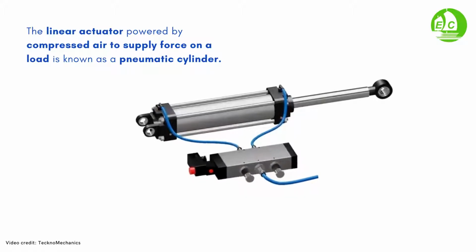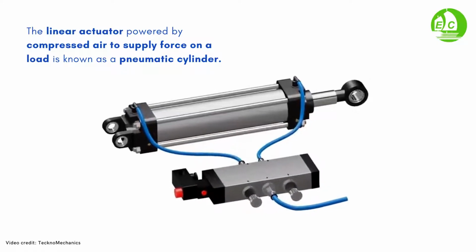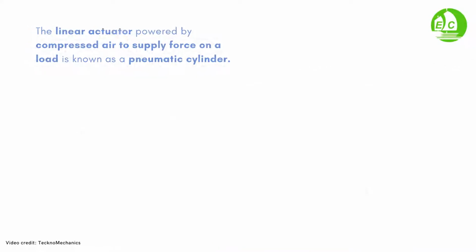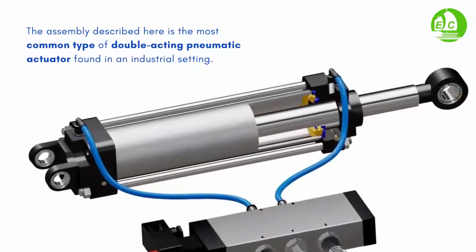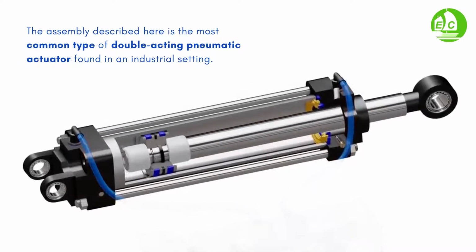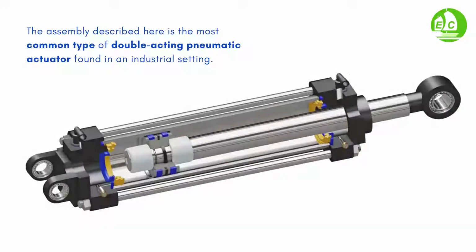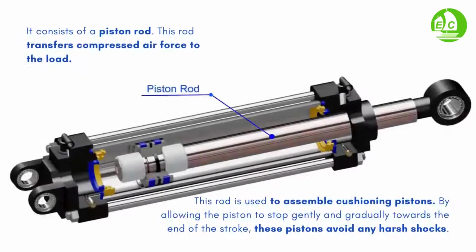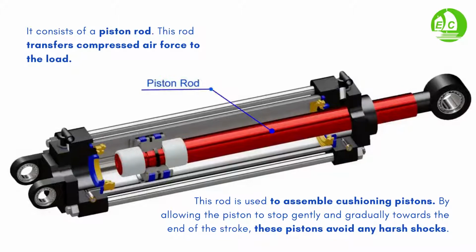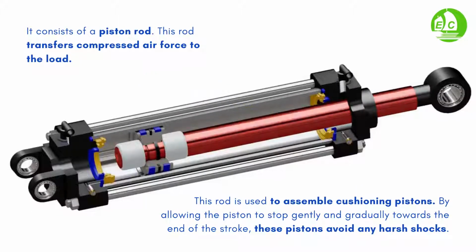A pneumatic cylinder is a linear actuator powered by compressed air to supply force on a load. The assembly shown here is the most common type of double-acting pneumatic actuator used in industries. It consists of a piston rod. This rod transfers force of compressed air to the load.